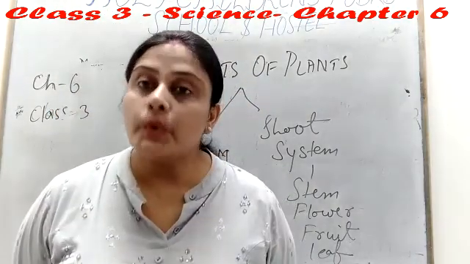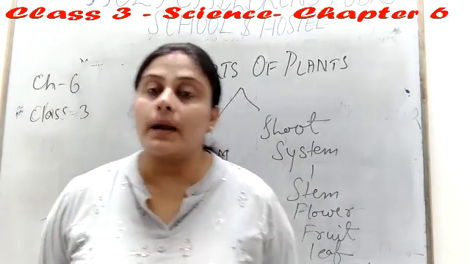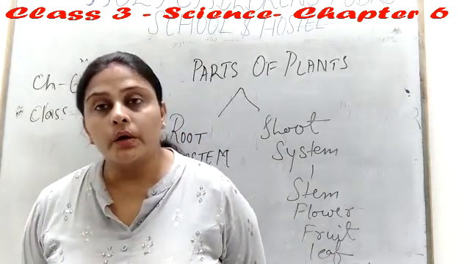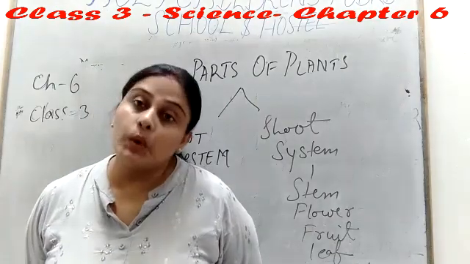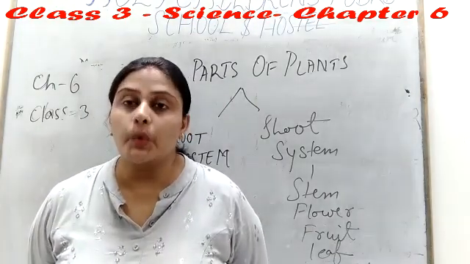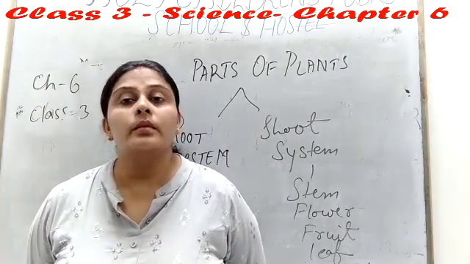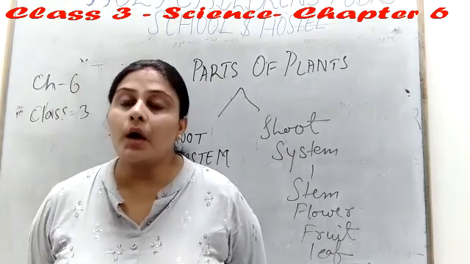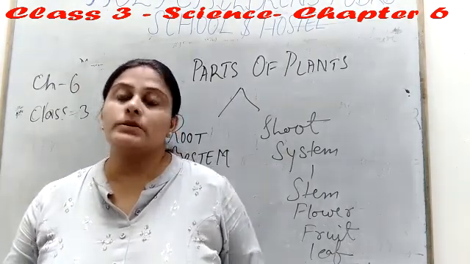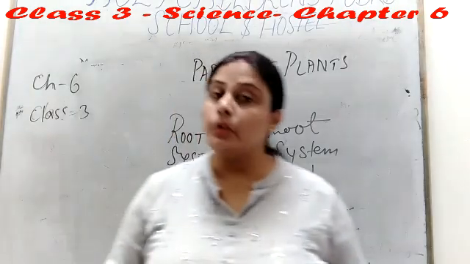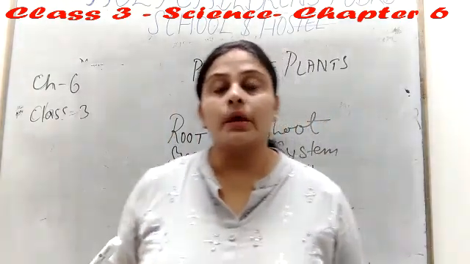Now first is root. The underground part of the plant is called root. The part of the plant which is below the ground is called root. We cannot see the root from the upper surface of the ground. Roots are almost brown in color. Roots are of two types, taproot and fibrous root.